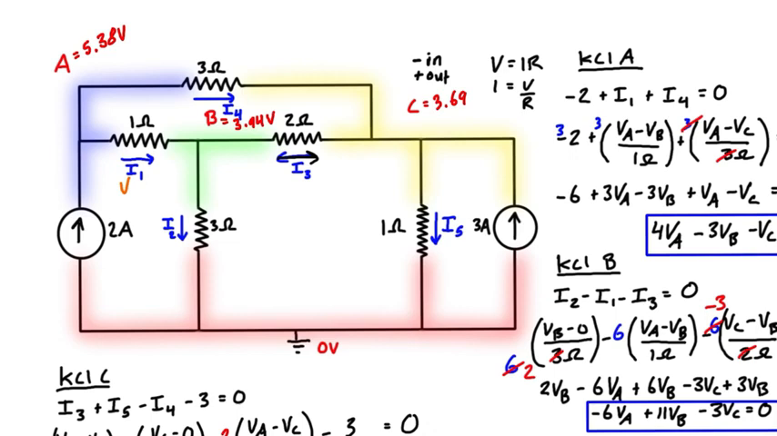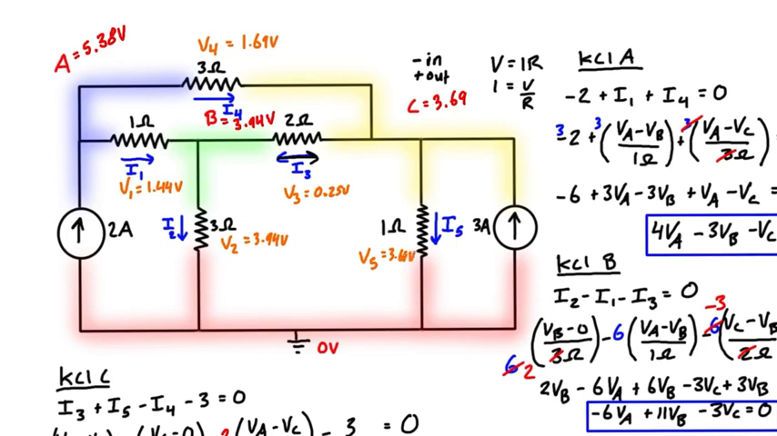So V1 here is basically just going to be 5.38 volts minus 3.94 volts, which is 1.44 volts. V2 is just 3.94 minus 0, so it's 3.94 volts. V3 is just equal to 3.94 volts minus 3.69, so that's 0.25 volts. And then V4 up here is just 5.38 minus 3.69, which is 1.69 volts. And then V5 down here is just 3.69 minus 0, so it's also equal to 3.69 volts.